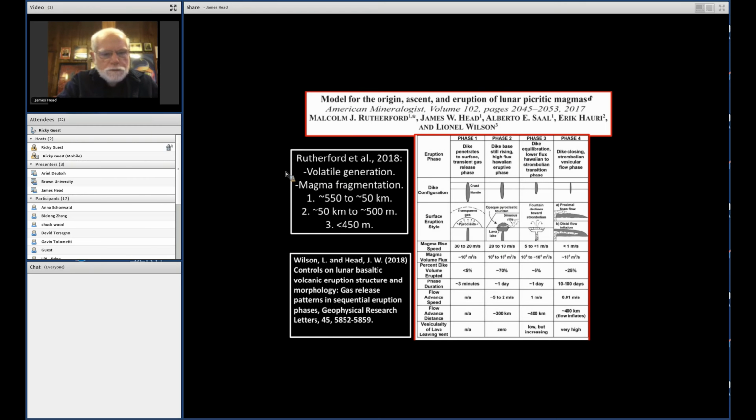So what we end up seeing here is that the volatile generation, and that's not just exsolution, it's smelting reactions as well as exsolution, leads to, in fact, magma fragmentation and quite a diversity, but the predictions from this model are really, really important because it's basically a synthesis of what's going on in terms of volatile generation and potential for magma fragmentation as a function of depth. So if you can imagine a single dike coming up from the depth, we can take this information from the Rutherford et al. paper, and as Lionel and I have tried to do here, convert that into an understanding of what's going on with the lunar basalt volcanic eruption structure and morphology, what the gas release patterns do in terms of sequential eruption phases. So that's in a paper we published this year in GRL, and let me just talk a little bit about that.